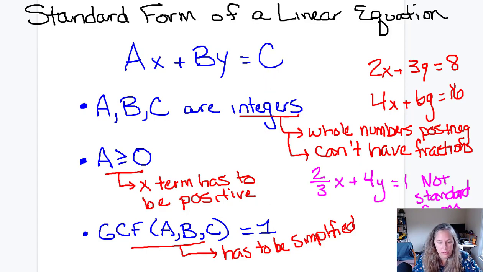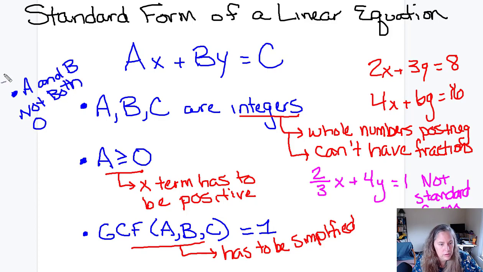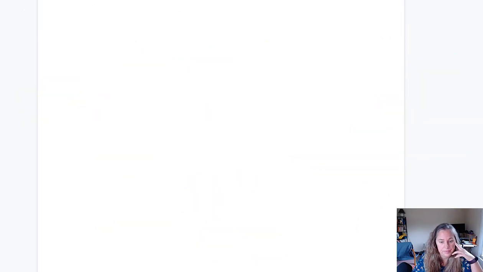Okay, and then the last one is, we don't use it very much, but you need to know it. a and b are not both 0. I'll talk about that. So I'm going to erase this, so make sure you have that. That's basically your checklist for standard form. And we're going to just put a couple of things into standard form.